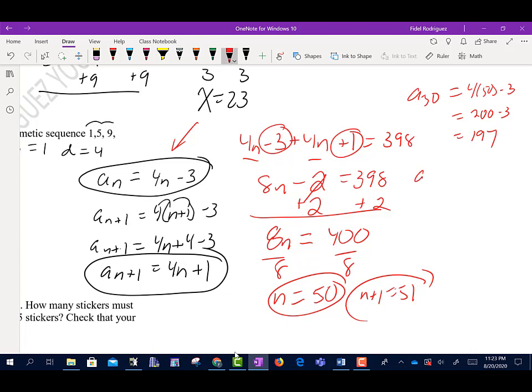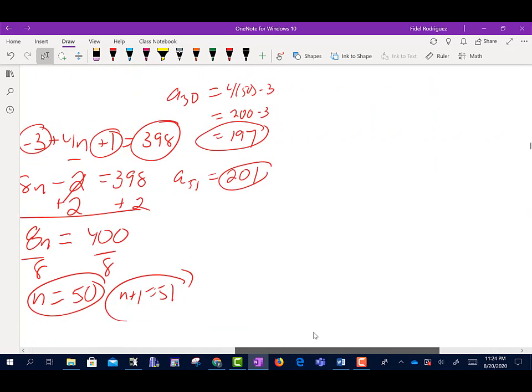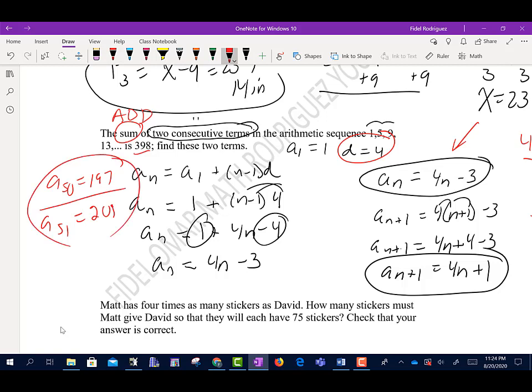And then remember the next one, 51, is going to be if I add 4 more. Wouldn't that be if I add another 4 to it? Because that was the difference here. So 197 plus 4 should be 201. And if I were to take these two numbers and add them together, wouldn't we come up with 398? Yes, we would. So my two terms are, a_50 is 197, and a_51 was 201. There are my two terms. Okay.